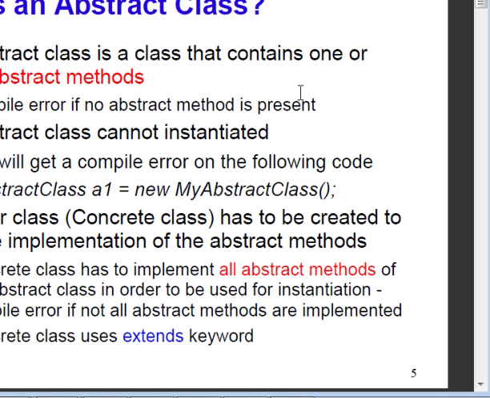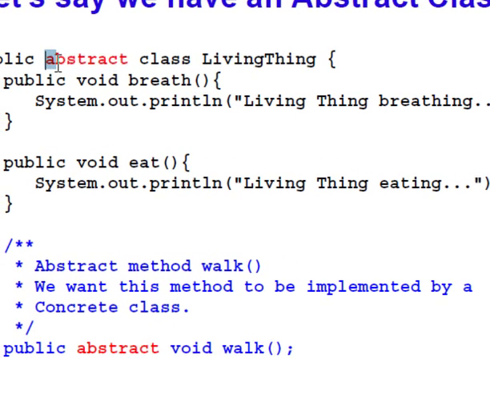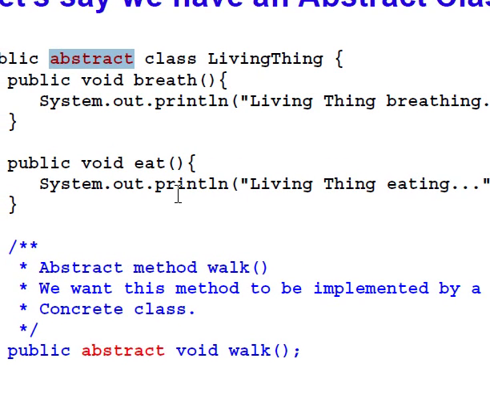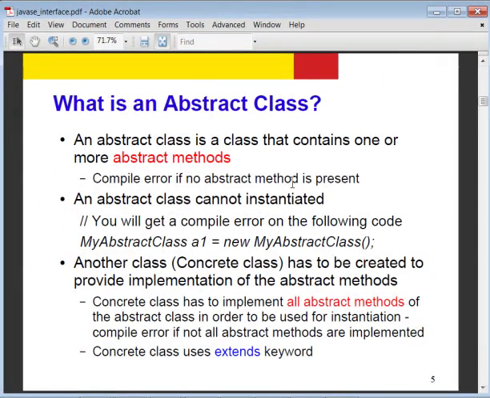Now, as you will see in the following slide, you are going to declare your abstract class using the abstract keyword. For example, you are going to use the abstract keyword on your class. So this is how you define your abstract class called living thing. You've got to have at least one or more abstract methods in your abstract class. If there is no abstract method declared in your abstract class, then that's a compile error.